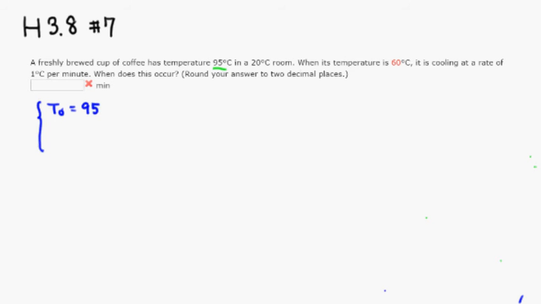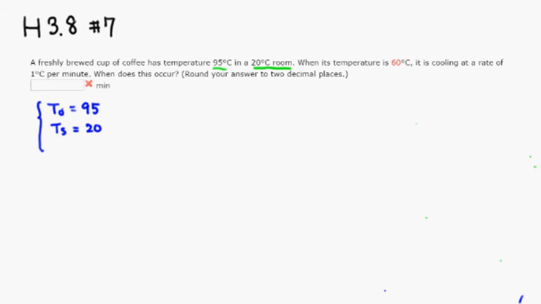Then it's in a room whose temperature is kept at 20, which means that T sub S is equal to 20. Then when the temperature is 60, its cooling rate is 1 degree per minute.